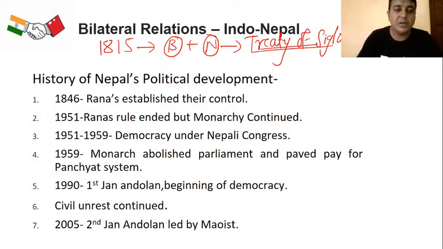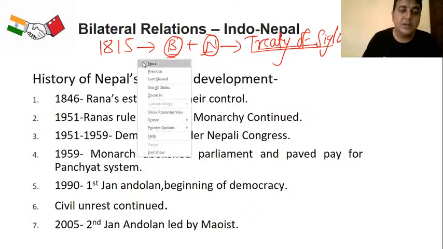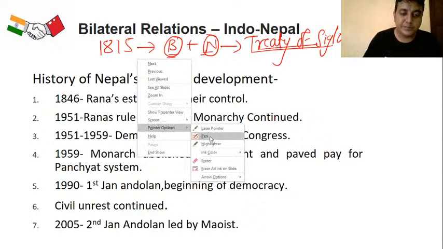Yes, in 1815 British India signed the Treaty of Sugauli with Nepal, and because of that, the British took some part of Nepal, and basically Darjeeling is one of them. Clear? So it was the case.